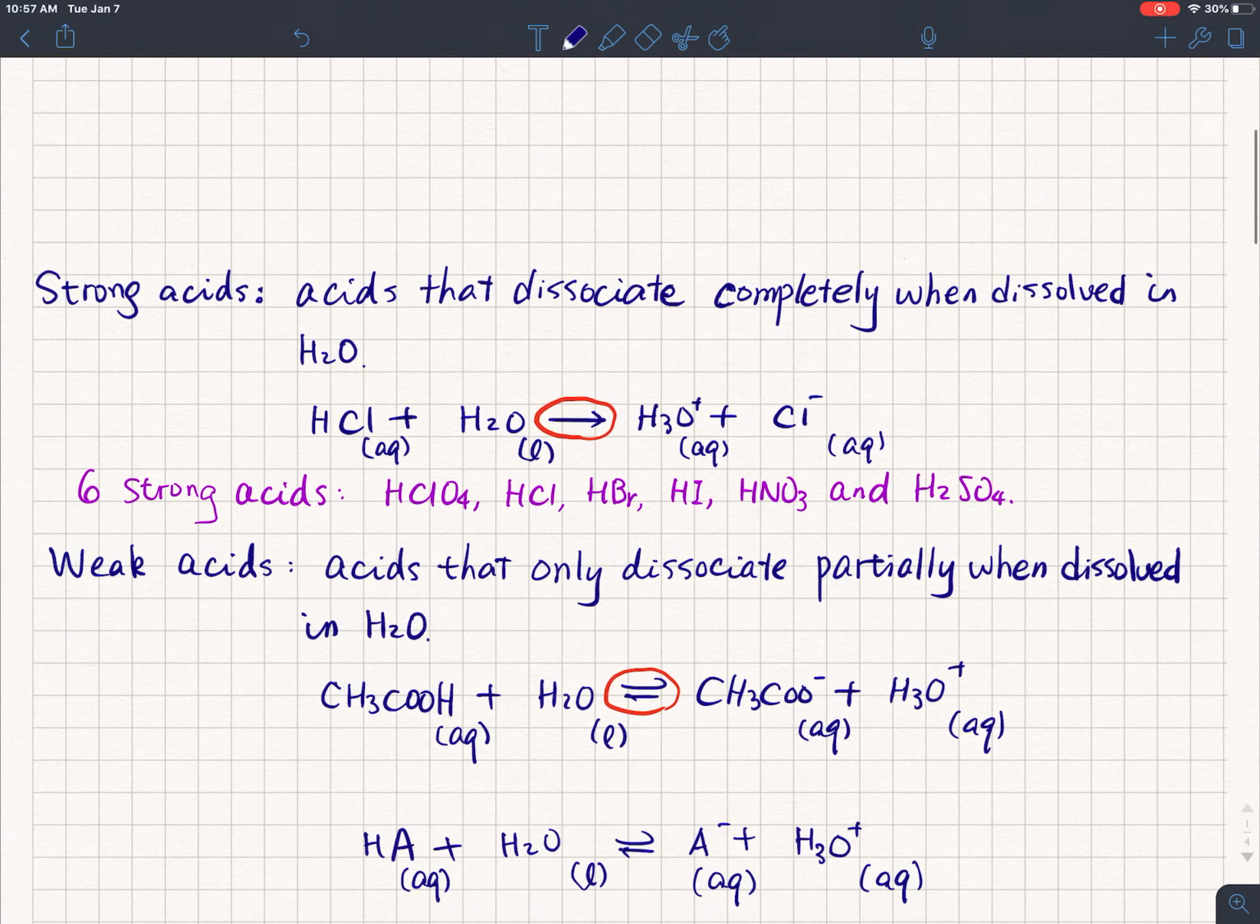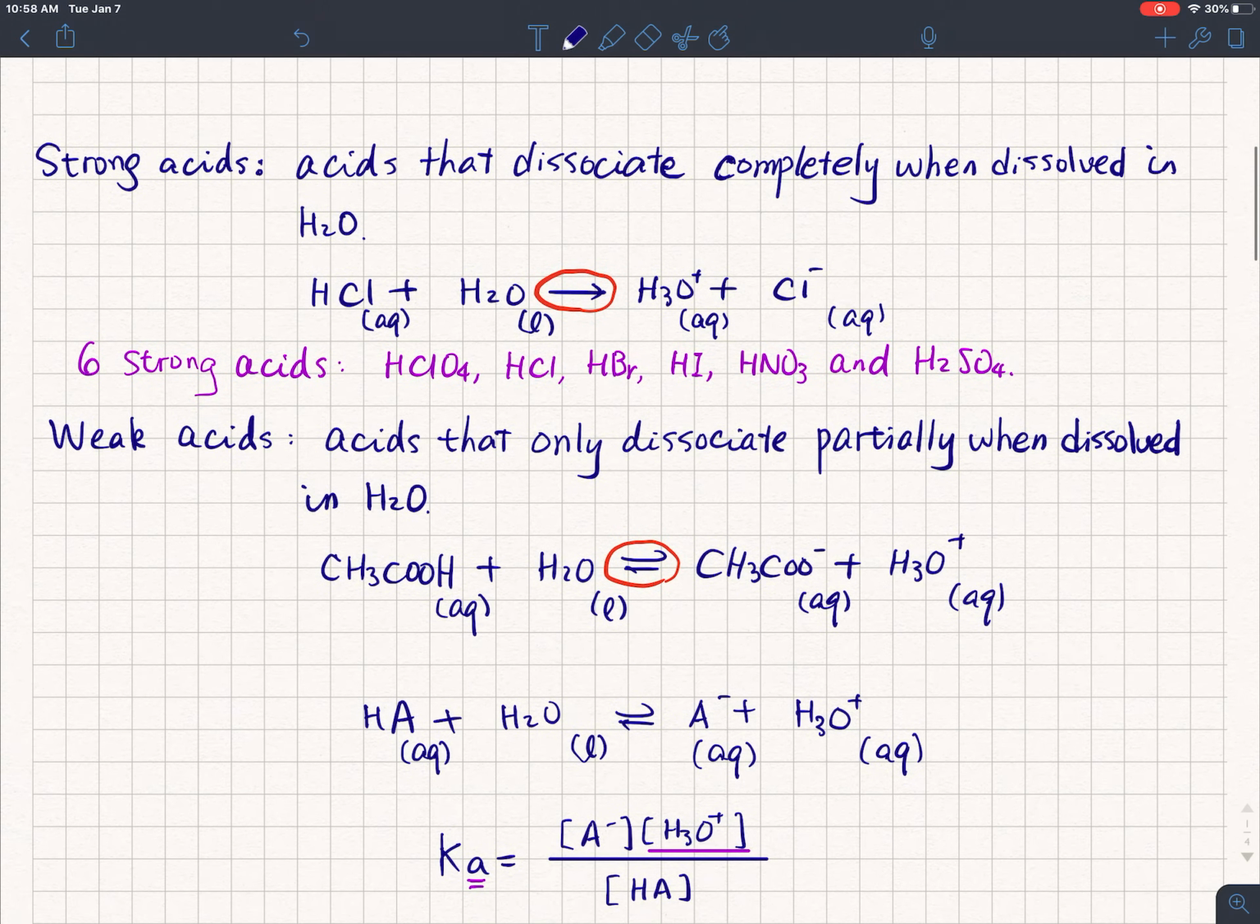According to the Hampton book, the Chem 12 workbook that's used mostly in the BC, Vancouver area, there are 6 strong acids: perchloric acid, hydrochloric acid, hydrobromic acid, hydroiodic acid, nitric acid, and sulfuric acid. And actually there are more to this list, but those are the most common 6 strong acids that we will see in most of the questions.